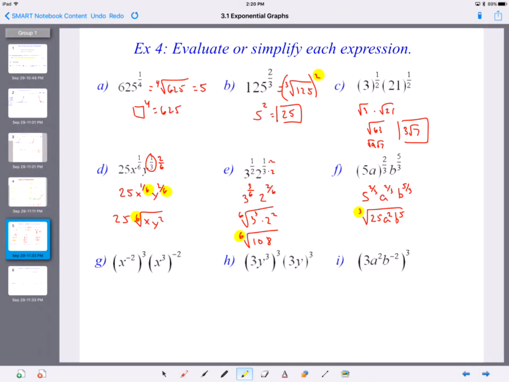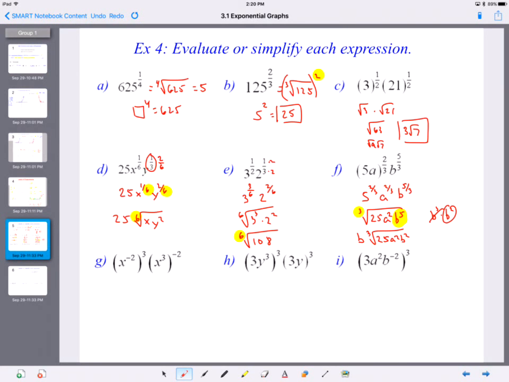Well, b to the 5th has 3 or more, so we can actually simplify this. B to the 5th is b to the 3rd times b squared. So we can take one b out, and that leaves us with b times the cube root of 25a squared. And how many b's are left once you took 3 of them out? 2. And so that goes back underneath there.